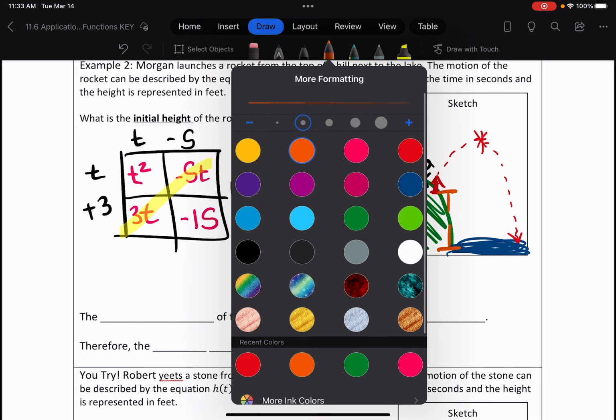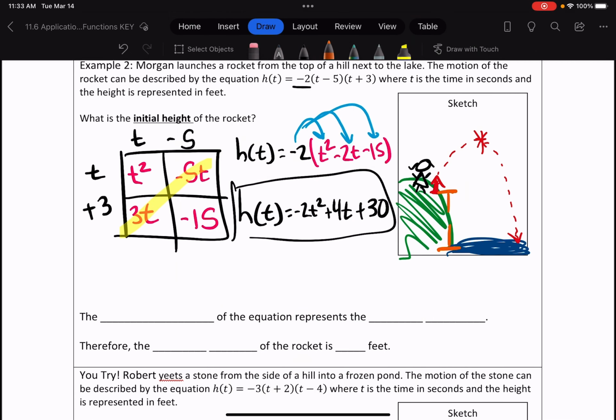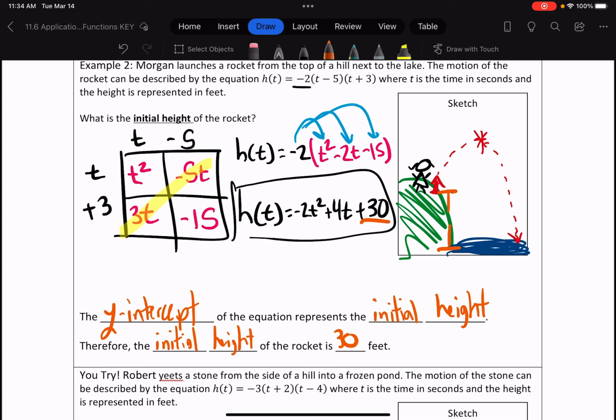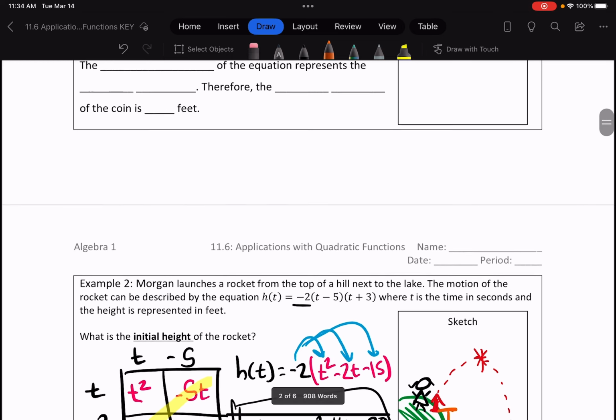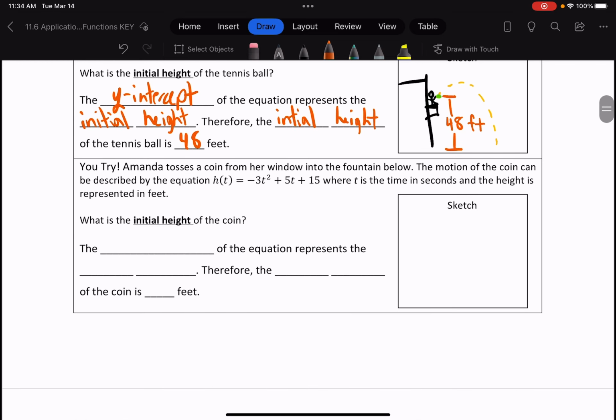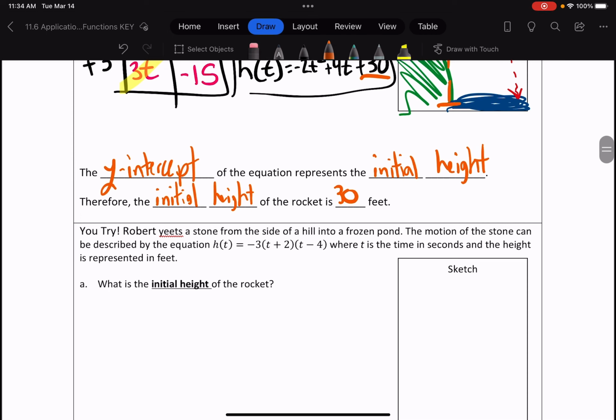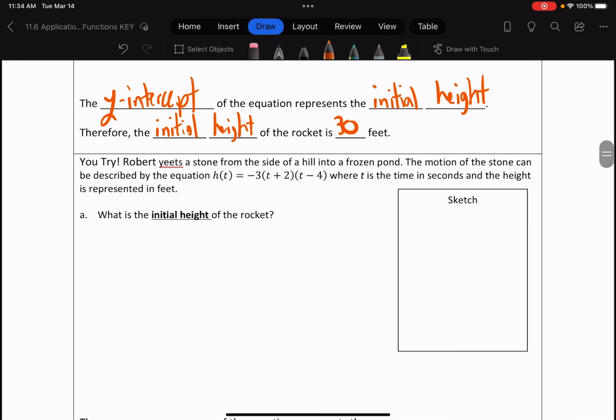And we can now finish our word problem. The y-intercept of the equation represents the initial height, and that is what this question asked us for. Therefore, the initial height of the rocket is 30 feet. All right, here's what I want you guys to do. I want you to work on the U-try from the first page, and I want you to work on the second U-try, and we will go over them in the next video.